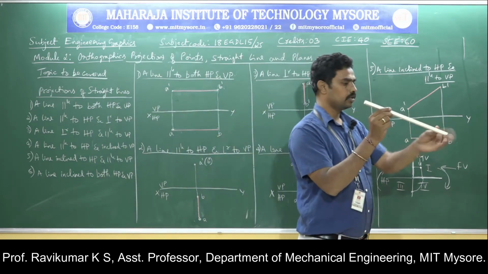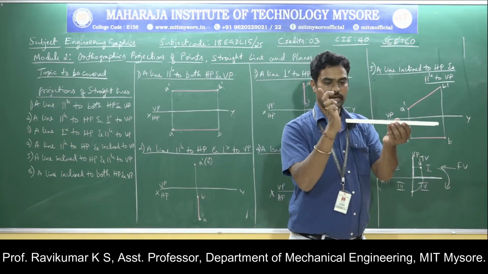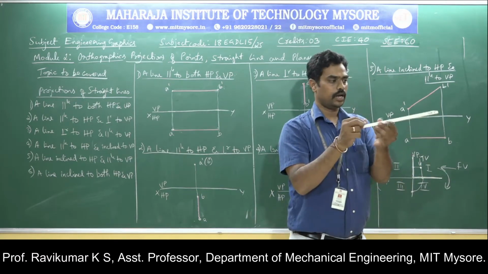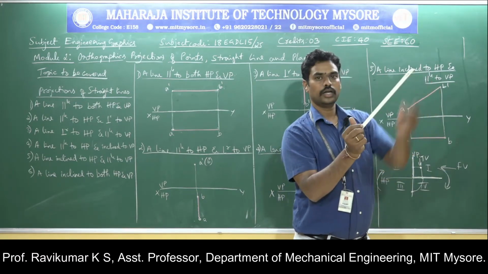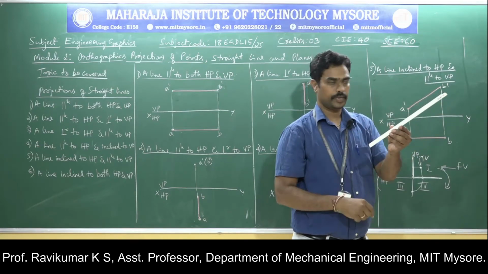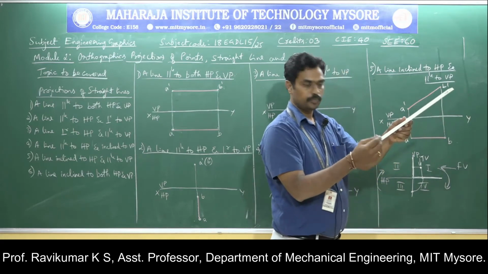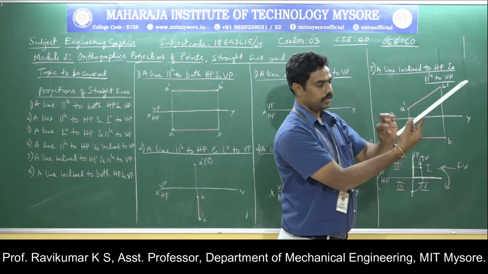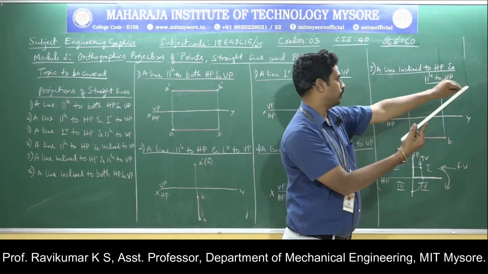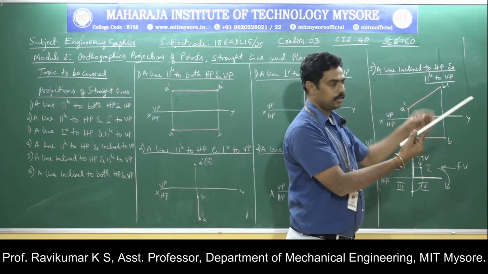I can also do it like this. I will keep this point constant and lift this point up. So this is inclined to HP and parallel to VP. Now try to project this point onto the board, point A, and this point onto the board, point B, and join it. You will get this one.